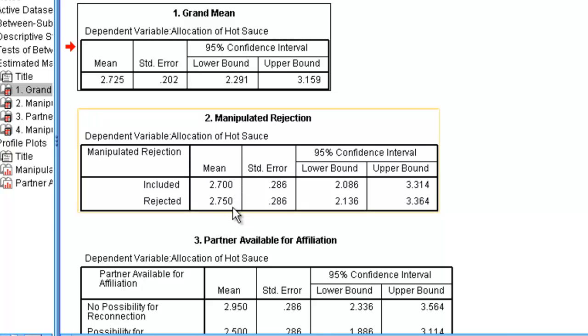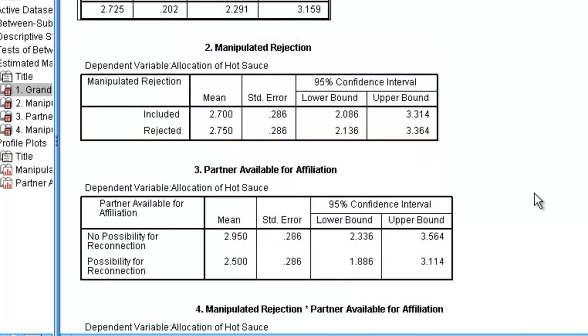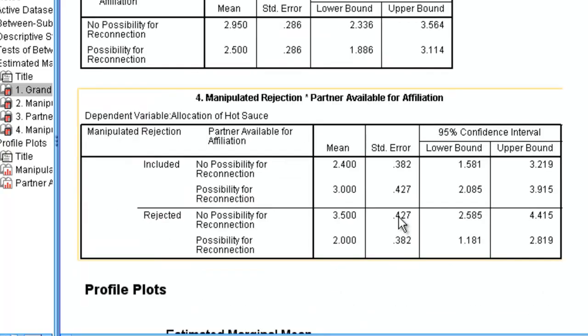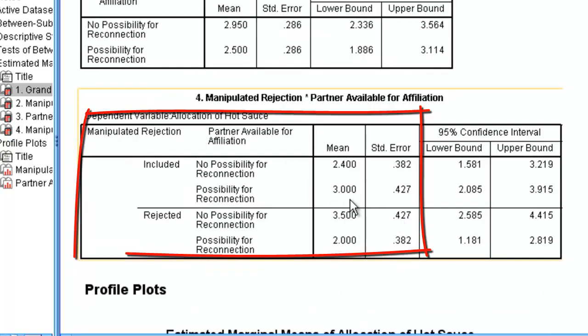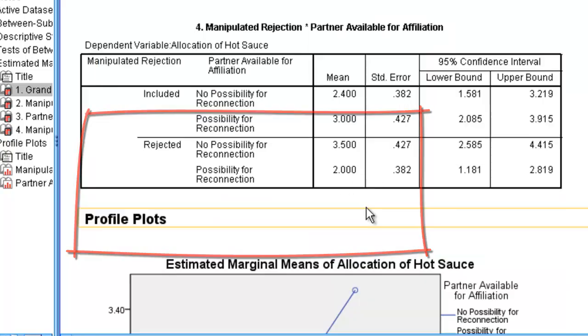If we go down here, we have our grand mean, our marginal means for our main effect of rejection. Look at how close aggression is. They differ by only half a hundredth of a point. We have partner available for affiliation. These are the cell means. These are the means that are driving the interaction.